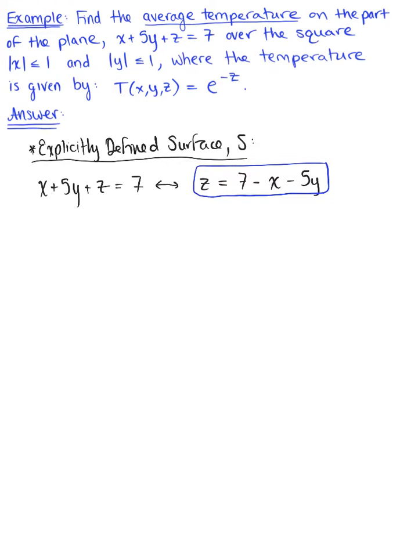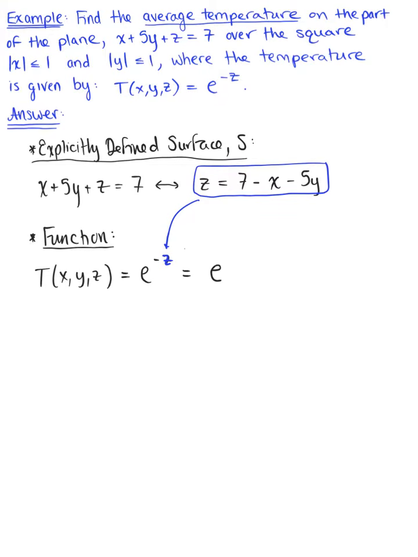And we're given a temperature function. So our function T of x, y, z is defined here as the natural exponential. And here we'll give ourselves more room. We have the function T of x, y, z is the natural exponential raised to the minus z. And so what we're going to do is take our explicitly defined function z and plug it into this function to rewrite it in terms of just x and y.